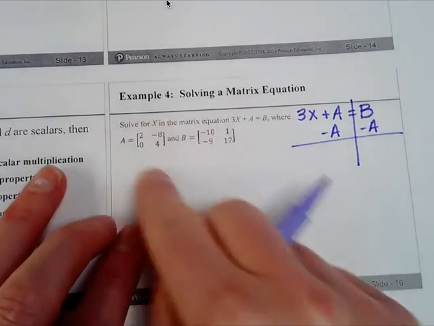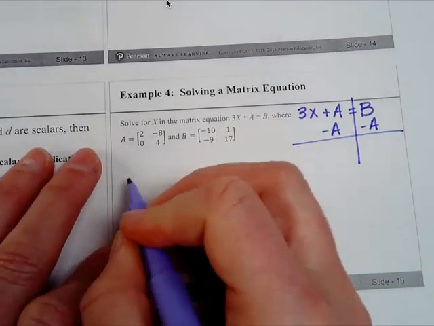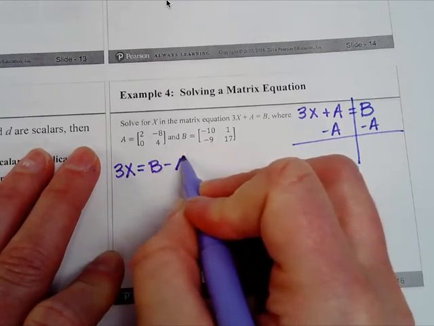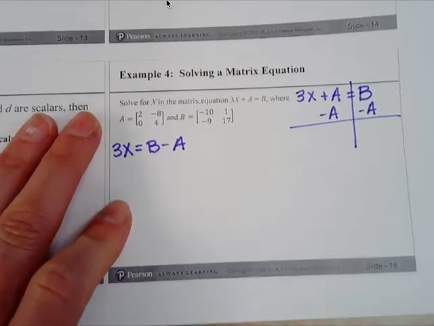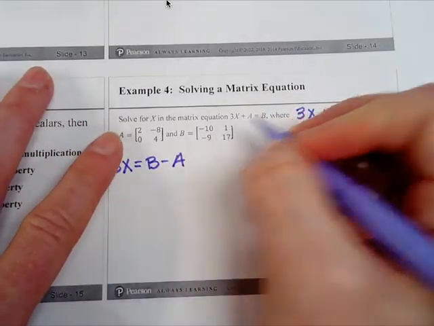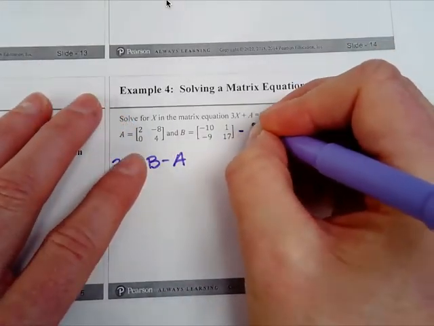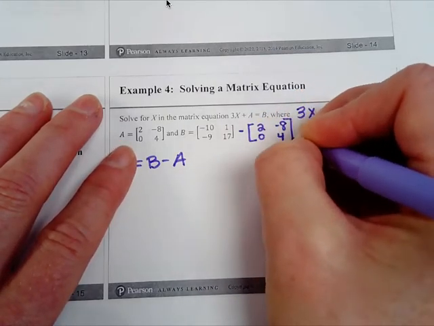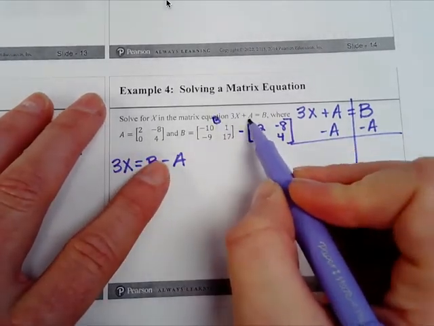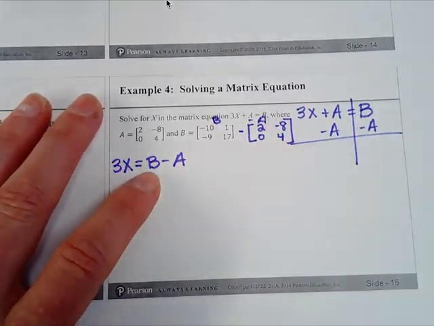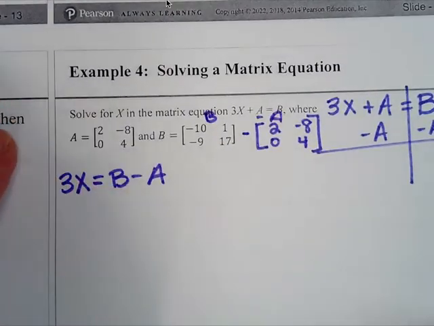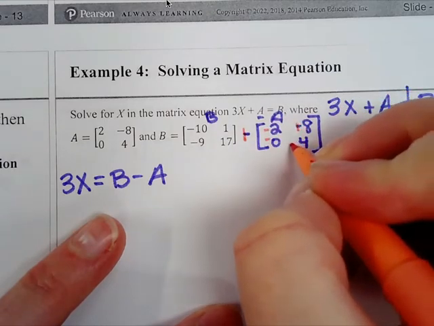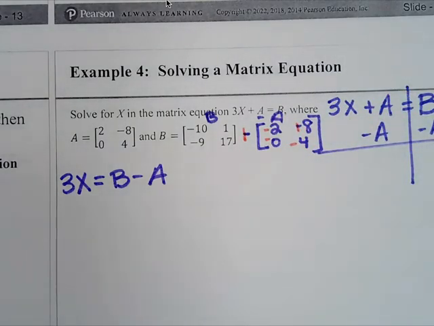So why don't we go ahead and do that? So we're going to do 3x is going to be found by doing b minus a. So I have b. I'm going to do minus a. I'm going to put it on this side. So b minus a here. So like I did earlier when I changed the sign, I added and changed the sign. You can do that.